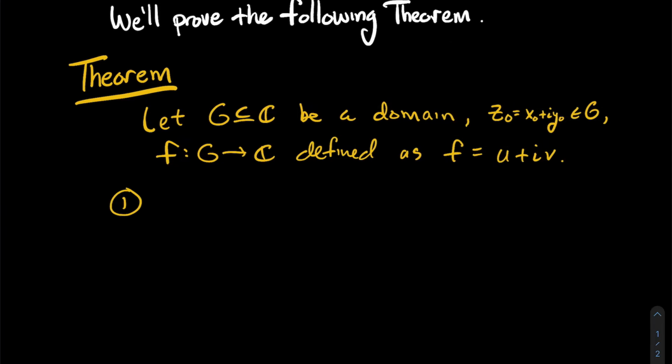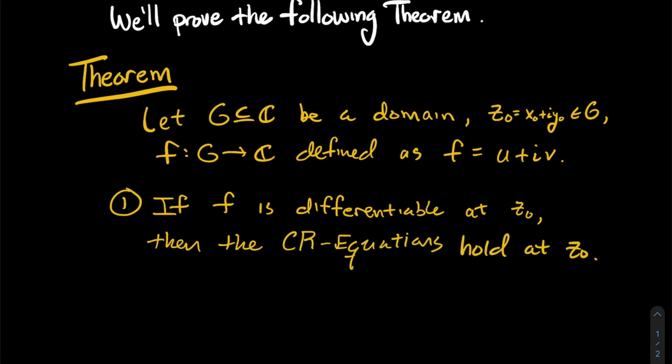So statement 1 in the theorem is, if f is differentiable at z0, so remember, complex differentiable, then the CR equations hold at z0. And again, if you're not familiar with what the CR equations are, you should look at the previous video in this playlist for an introduction to those. Again, this video is all about the proof. So if f is complex differentiable at z0, then the CR equations hold at z0.